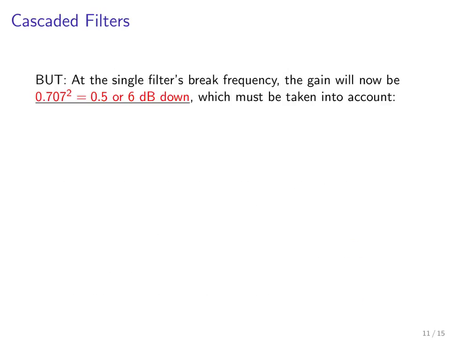But the problem is that at the single filter's break frequency, we can define a break frequency for each of the individual filters, and at the original single filter's break frequency the gain will now actually be a little bit lower. Because we're squaring the transfer function, instead of getting 1 over root 2 at the break frequency, we get something smaller, which is 0.5, or 6 dB down rather than 3 dB down, and we're going to have to take this into account.